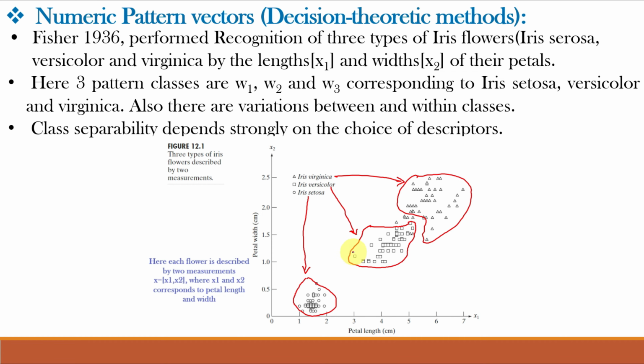Here each flower becomes a point in the 2D Euclidean space. For example, for this particular versicolor flower, the petal length is 3 point something and the petal width is 1 point something. One other point to note over here is that the measurement of petal width and length adequately separated the class of iris setosa from the other two, but did not separate versicolor and virginica types successfully from each other because here they are overlapping. So this result illustrates the classic feature selection problem in which degree of class separability depends strongly on the choice of descriptors selected for a particular application.